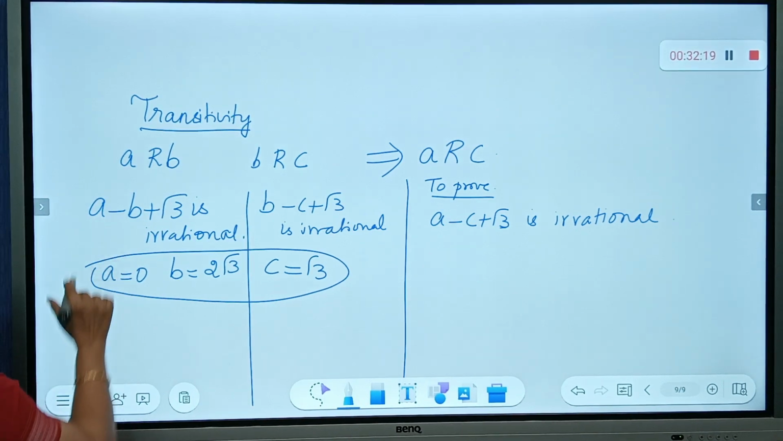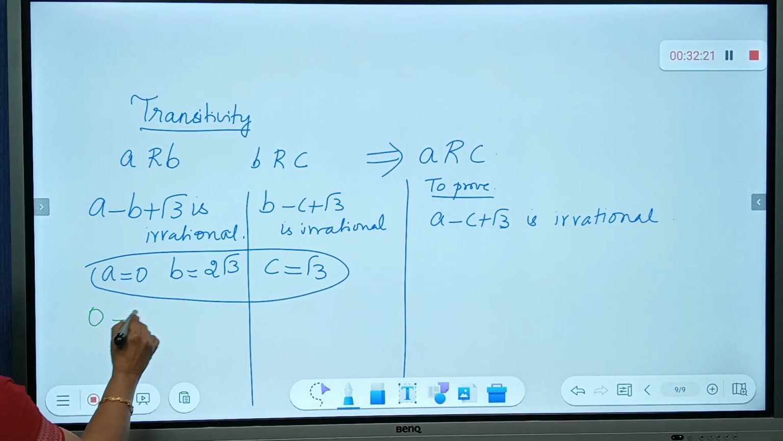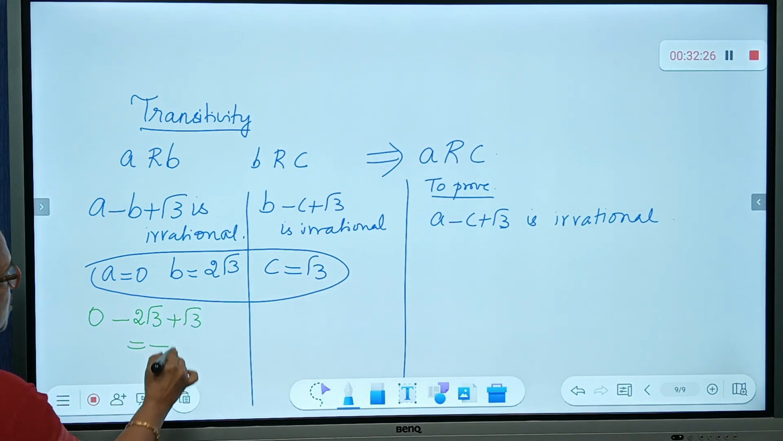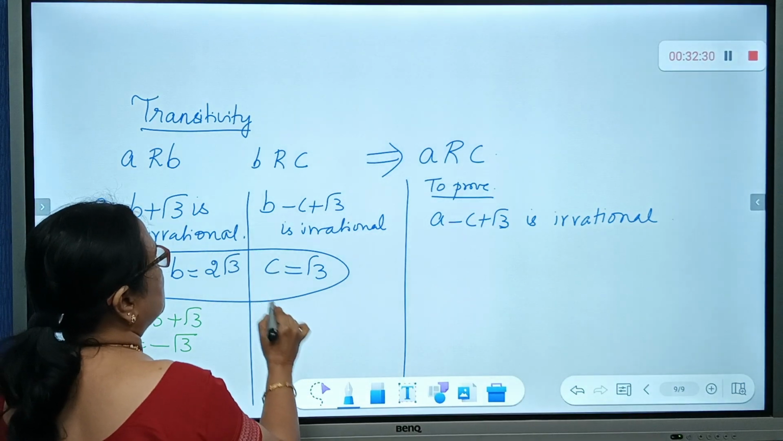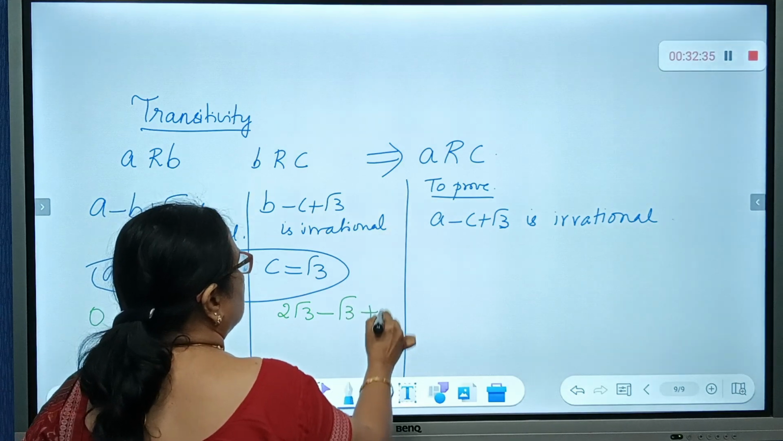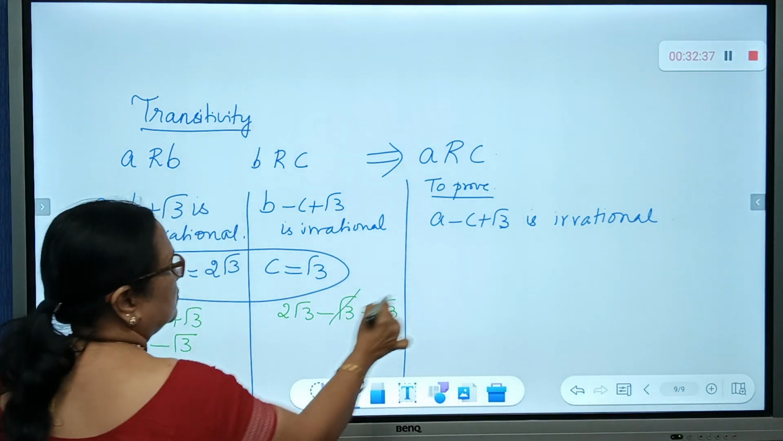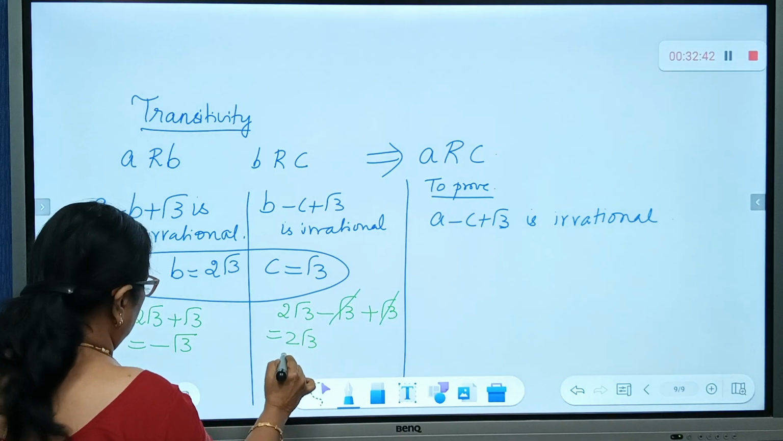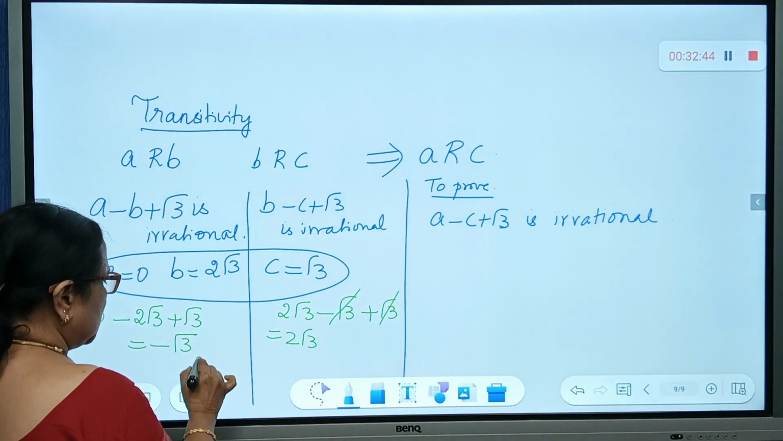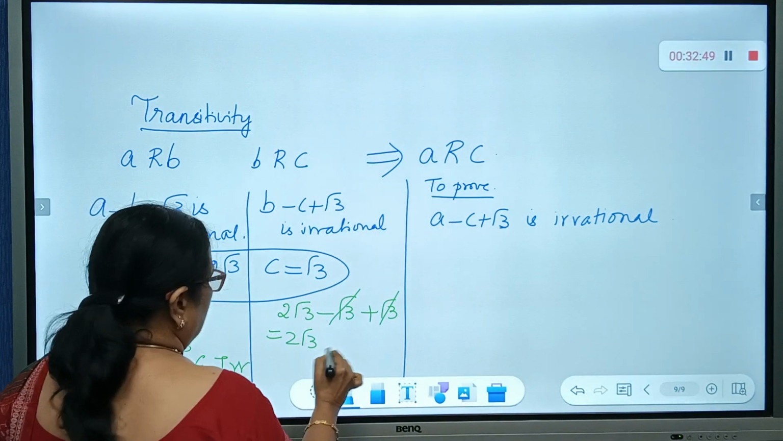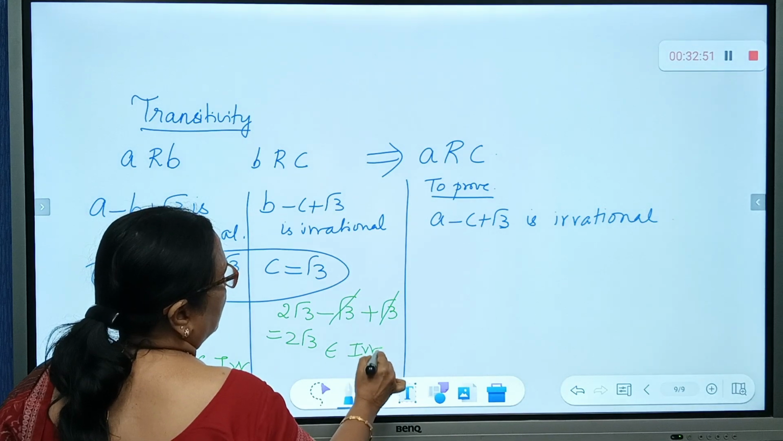Now, in this case, let me take A is 0, B is 2 root 3: minus 2 root 3 plus root 3, which is minus root 3, which is irrational. Is this satisfied? B minus C plus root 3: 2 root 3 minus root 3 plus root 3. So you get 2 root 3, which is irrational. So this is irrational. This is also irrational. Belongs to the set of irrational numbers.